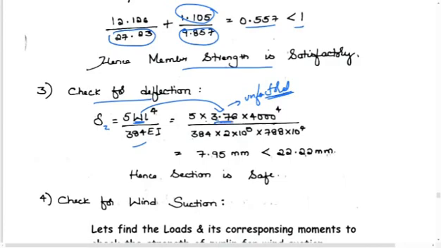And on substitution of 3.76 and this, and the E value and I value which are obtained from the code book, you can get 7.95, and it is less than 22.22, 22 mm. This is already calculated in case 1, so I have put that value directly. You can just check it, and it is safe.